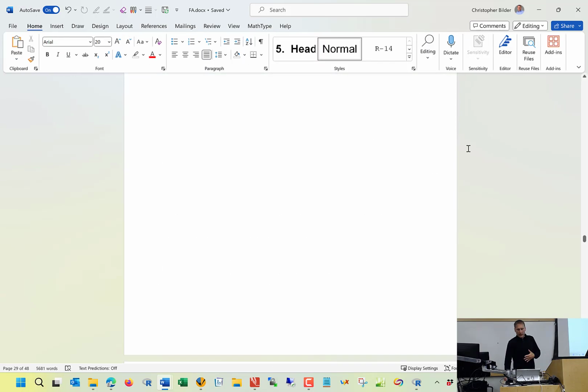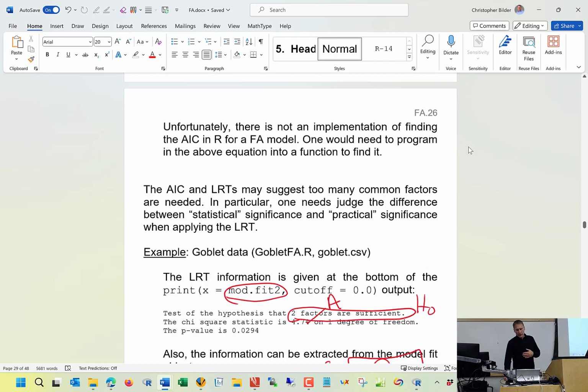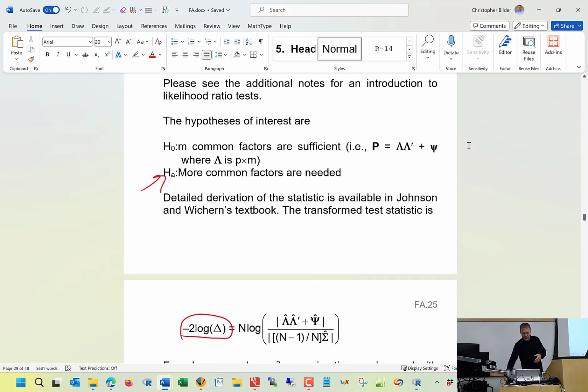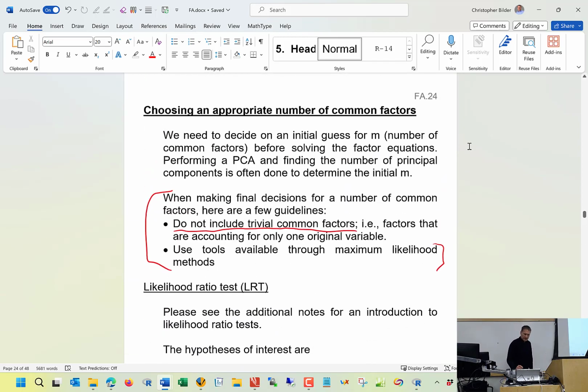Now you might be wondering, okay, where's a good place to start in terms of the number of common factors? Unfortunately, I did skip over that. Where I would start is to look at your principal component analysis, how many principal components you chose. Why don't you start with that first as the number of common factors, see how well that does, and adjust accordingly.